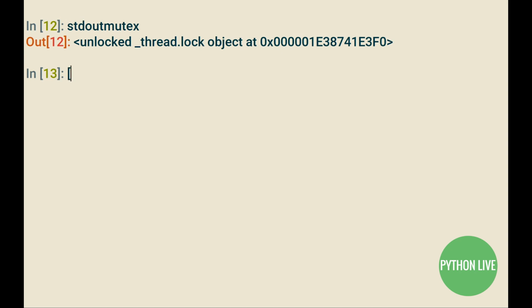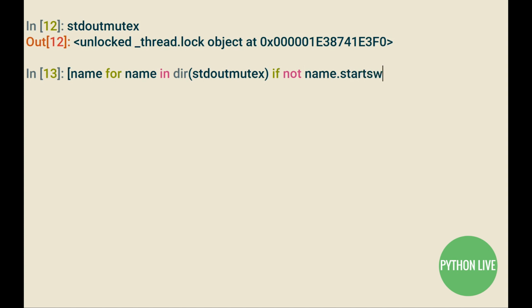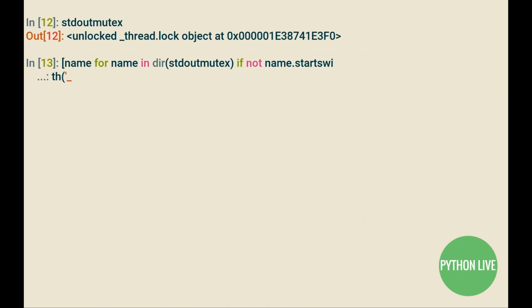Let's just take a look at the standard out mutex for a second. If we call dir on standard out mutex, but call it with our special pro tip to filter out all of the dunder methods, we can see what's available to us. Acquire, acquire_lock, locked, locked_lock, release, release_lock. It's not immediately apparent what these do.